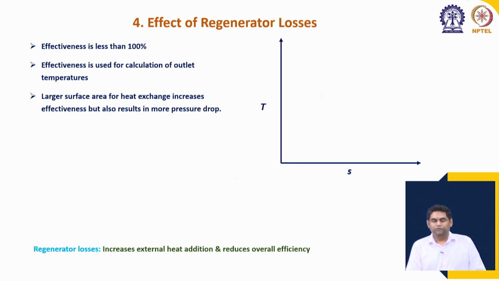So, next is the effect of regenerator loss. Of course, this is only present when there is a regenerator. You will see that in most cases jet engines have no regenerators, but large industrial gas turbines use regenerators. Regenerator losses mean that we are unable to use the entire energy which could theoretically have been taken from the exhaust gases. We are unable to use that entire energy for heating the air coming from the compressor.